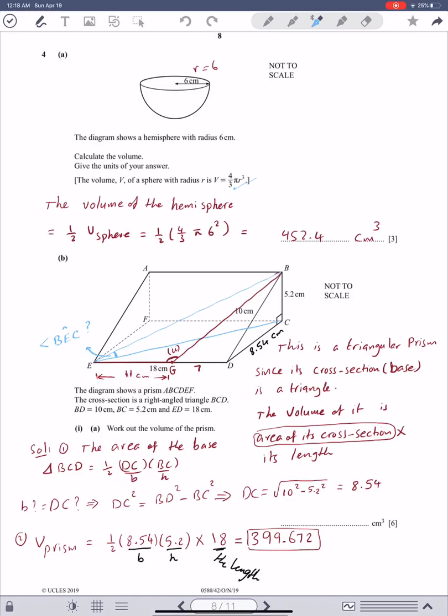Since it's a hemisphere, it's half of the sphere. So the volume of the hemisphere is half the volume of the sphere. So we just multiply the formula of the volume of the sphere times half, getting the answer in centimeters cubed, because it's volume.